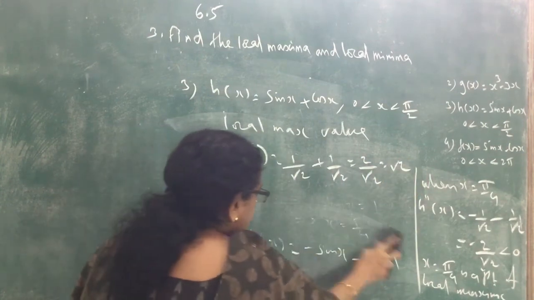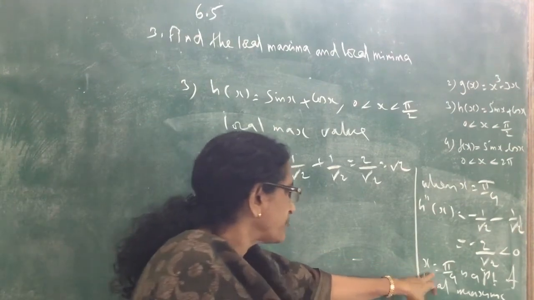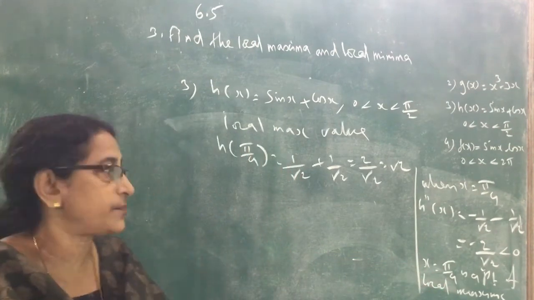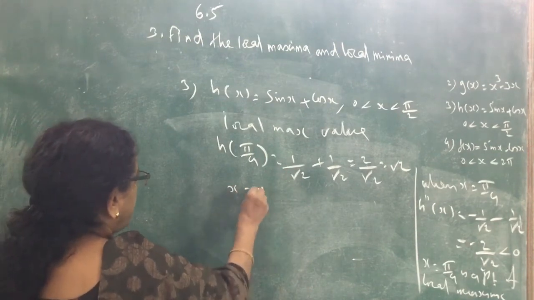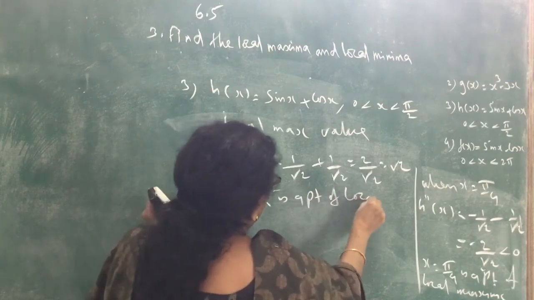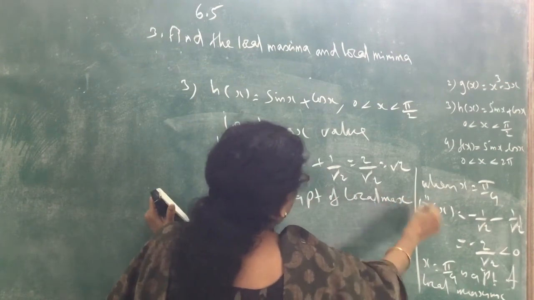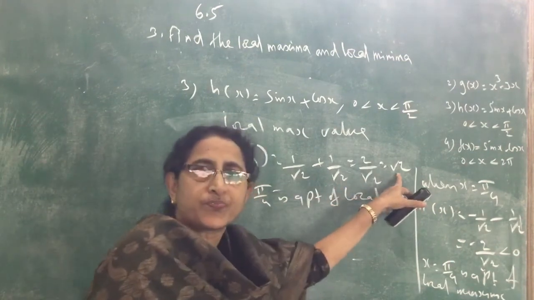So we got the answer: there is only one point, x equal to pi by 4, which is a point of local maxima. So you can write the answer: therefore x equal to pi by 4 is a point of local maxima, and the local maximum value is root 2. That is the answer.